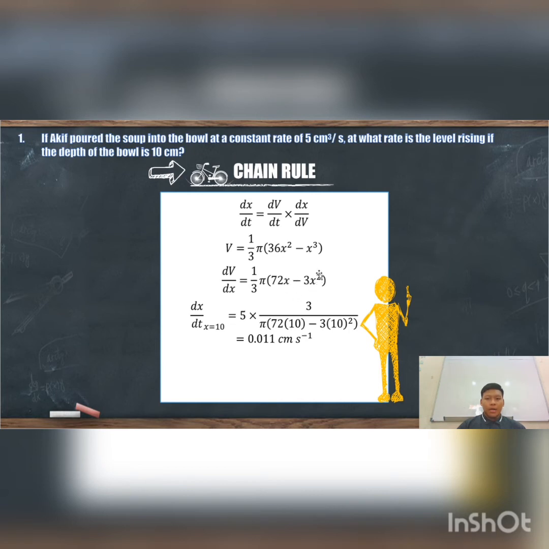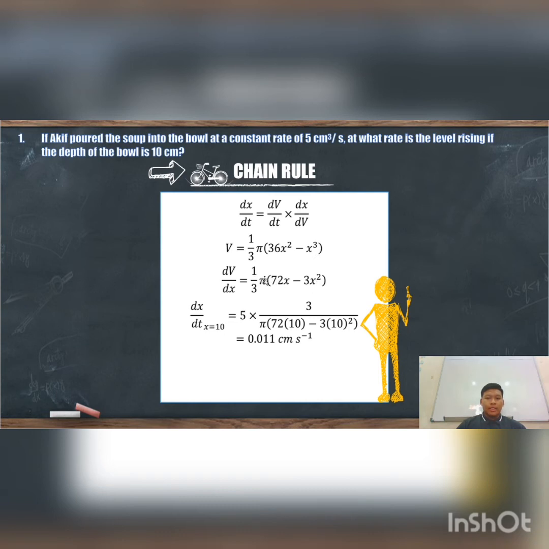So this is how I differentiate with respect to x. The power 2 in front will be multiplied with the number in front of x, which is 72x, and the power will reduce by 1. The same goes here: 3 will be multiplied with the number 1 in front of x. It will be 3, and the power will reduce to 2.